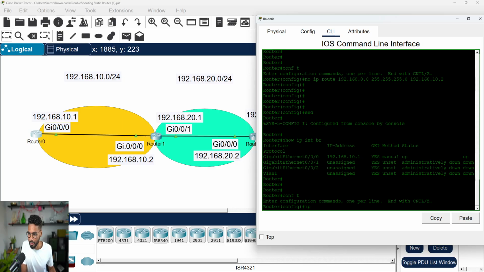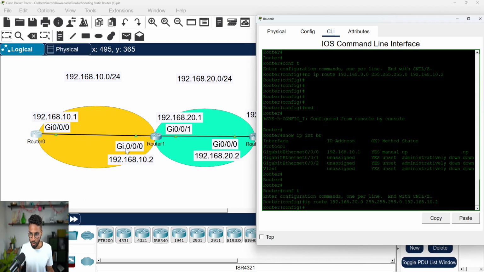Yeah, so the command is IP route. What's the address we want to configure it to? That's this one. That's the network address. So it will be 192.168.20.0 and its subnet mask is 24, which would be 255.255.255.0. And the first hop it needs to take, that would be this. It should be 192.168.10.2.